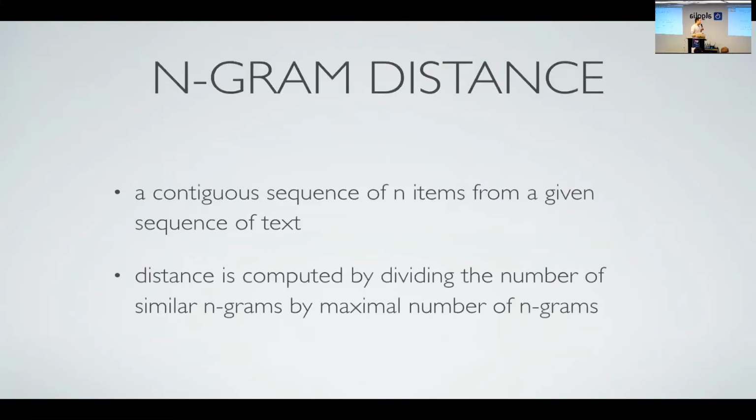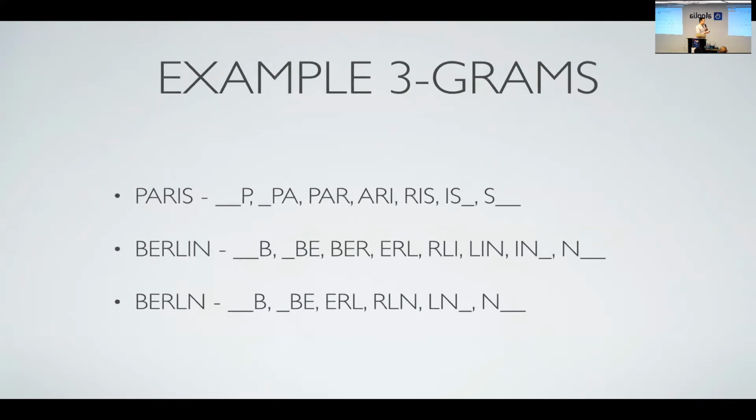Okay, what are n-grams? Just to make it very, very simple. The n represents a number. So if we have a sentence or a string, a word, we will break it into groups of n. So for example, if we need to break a string into trigrams, then we break it into groups of 3 letters. So you see here an example for Paris, Berlin, and Berlin with a typo without an I.